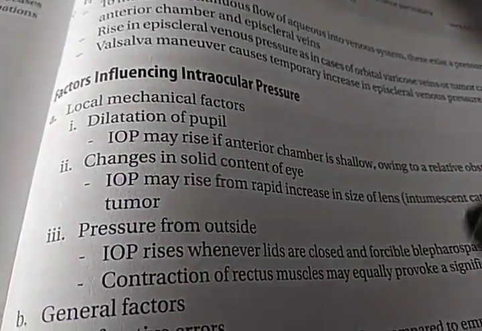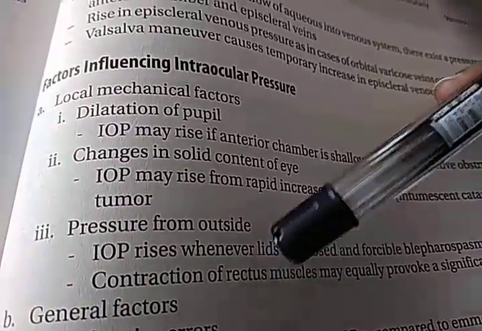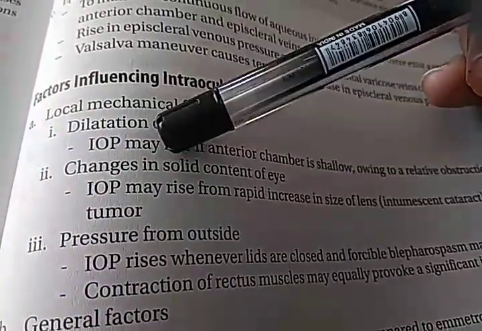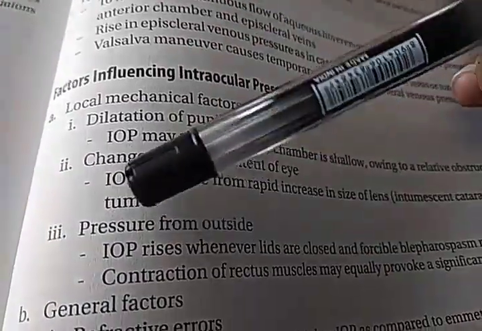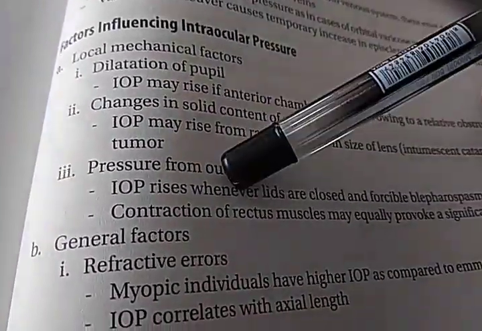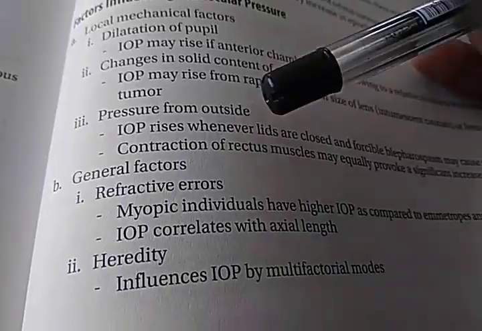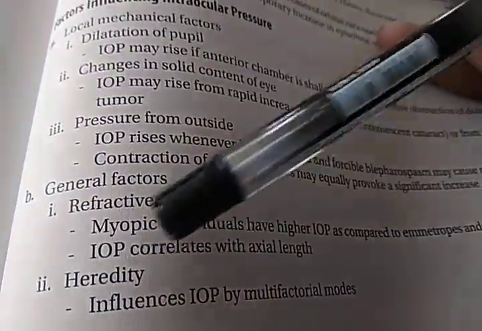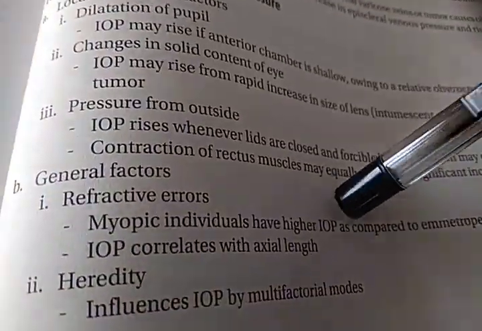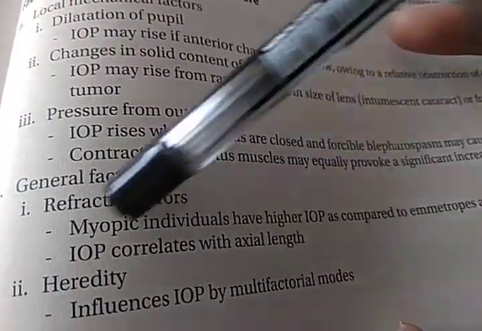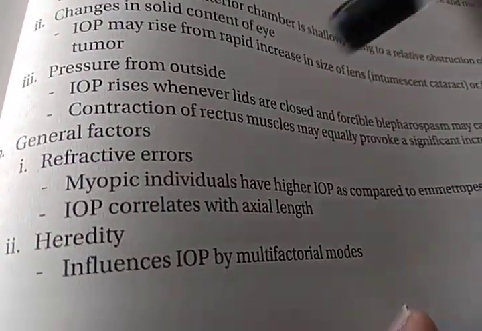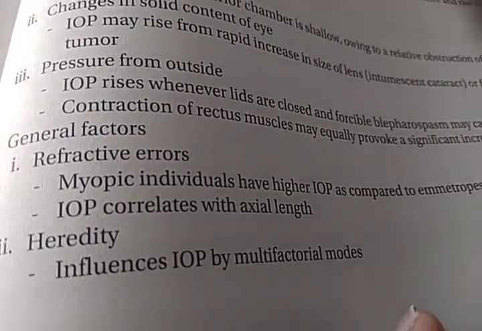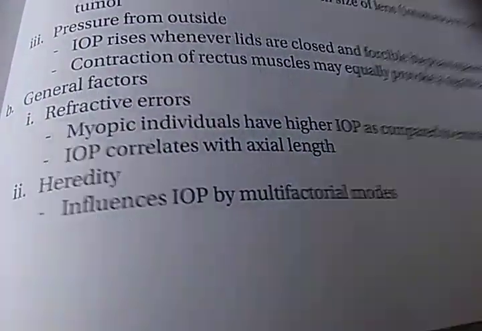Pressure from outside, guys. If you want to know the answer to this question, focus here. So the dilatation of the pupil, changes in the solid content of the eye, pressure from outside also can decide your IOP. General factors like refractive errors. So myopic individuals have higher IOP, right? Most of us are myopic in medical college. So higher IOP. All students usually wear these myopic glasses, concave. Heredity also can influence your IOP. Okay, that and all you will write.